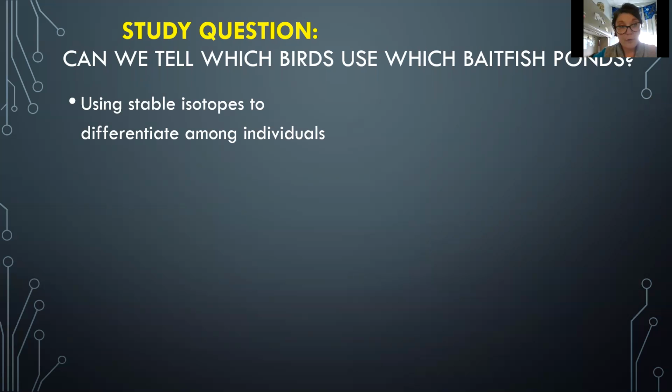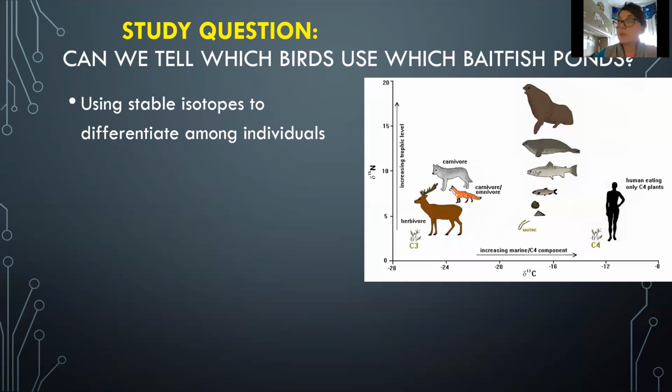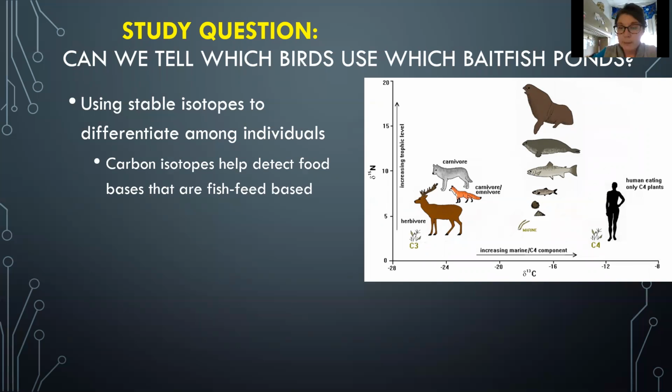My co-authors were really interested in trying to differentiate among the birds using biogeochemistry. So in this case, using stable isotopes to differentiate among individuals. And this is something that we have a pretty good understanding of, right? There are a few different stable isotopes that we can use to understand the trophic ecology of an organism. One of those is going to be carbon.